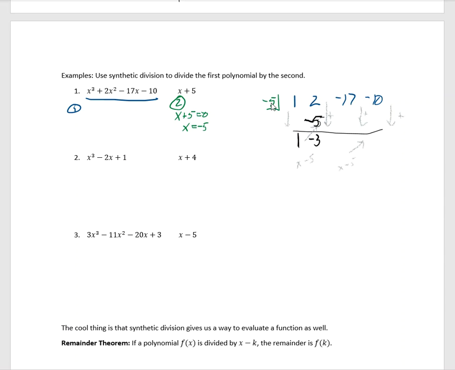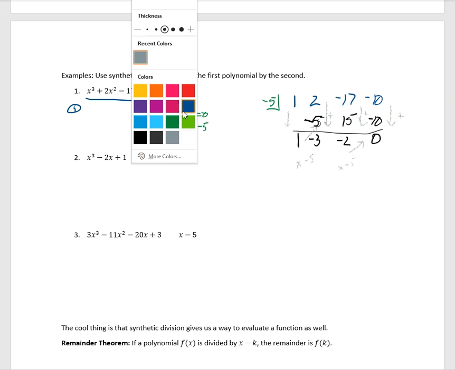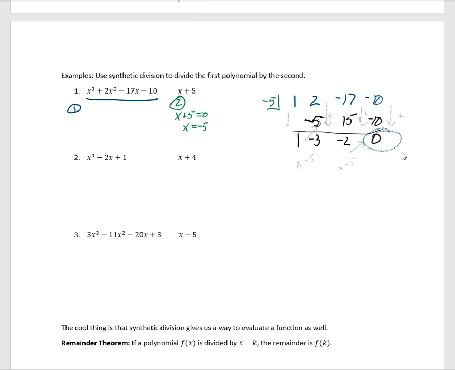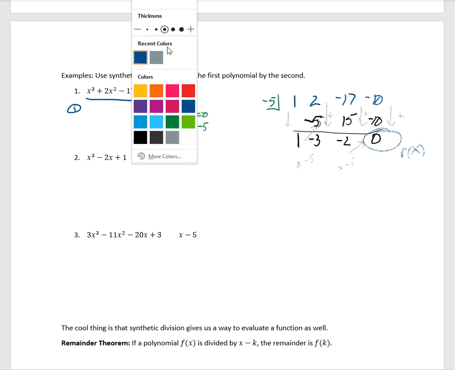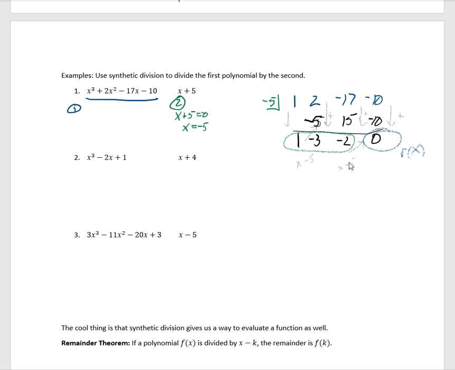Negative 3 times negative 5 is 15. Negative 17 plus 15 is a negative 2. Negative 2 times negative 5 is a negative 10. And if I add straight down, I get 0. Now check this out. Let's use a different colored pencil. Let's use a dark blue pencil. This is our remainder. And this part is our quotient.